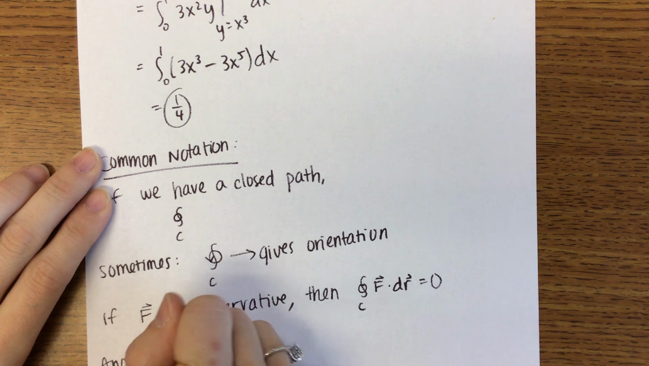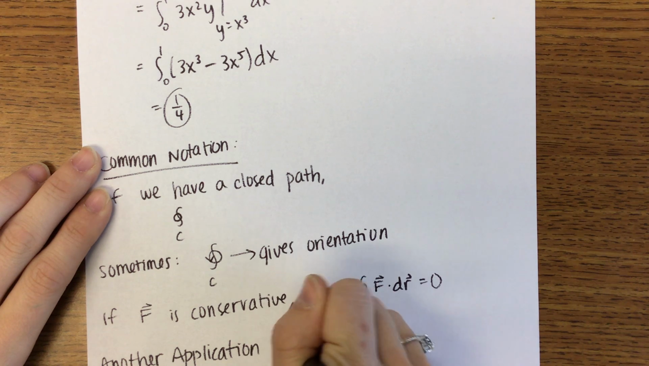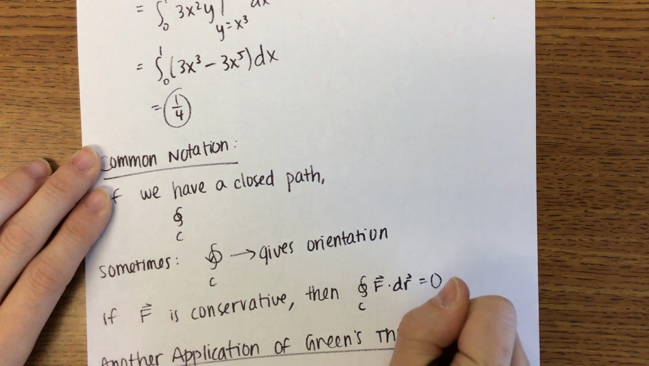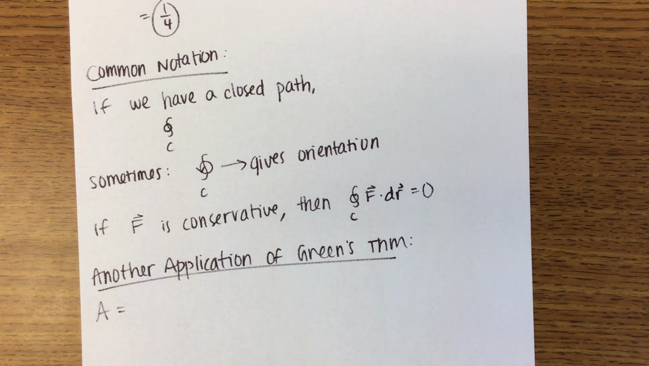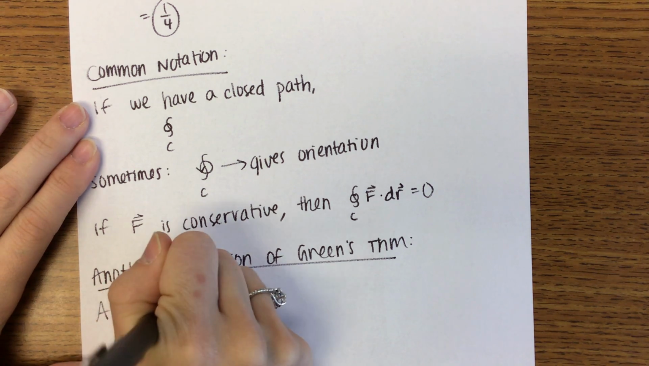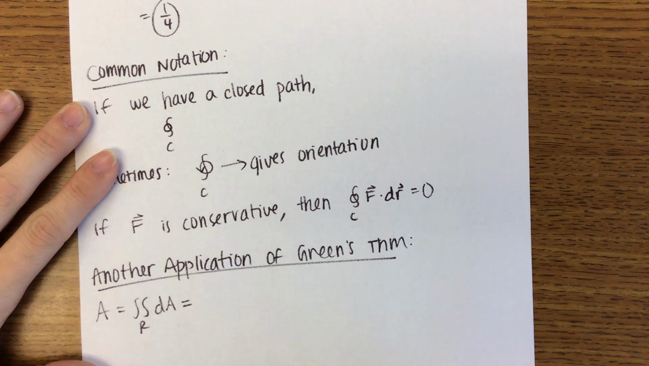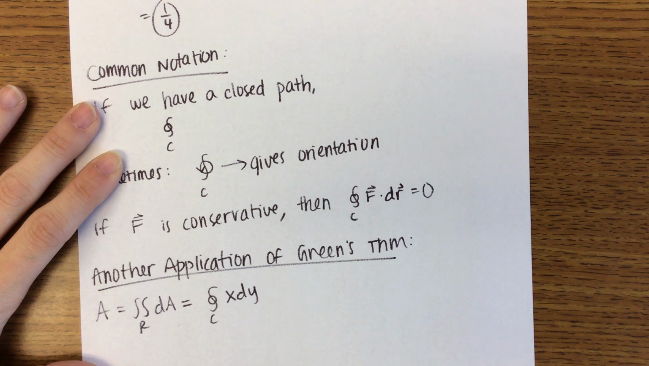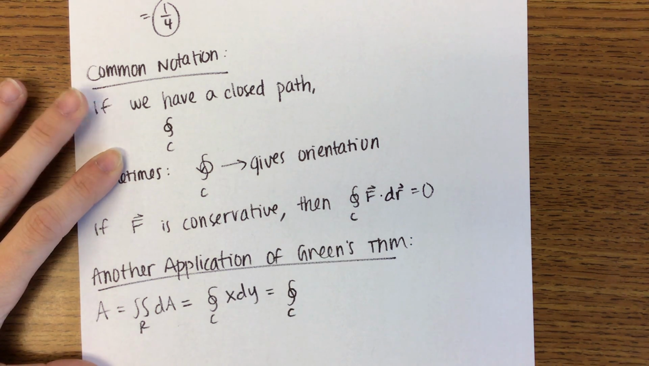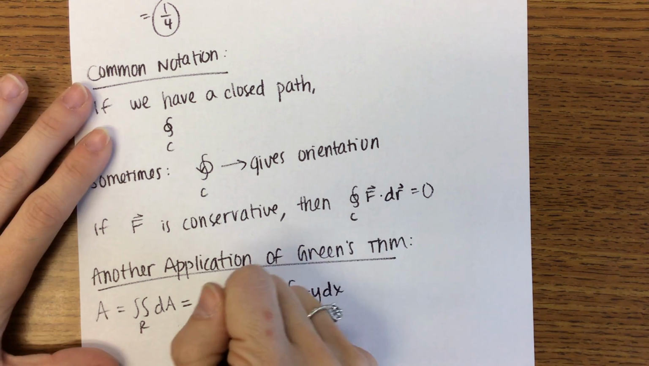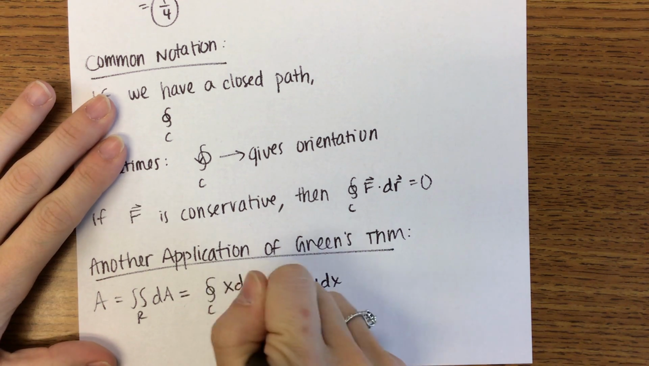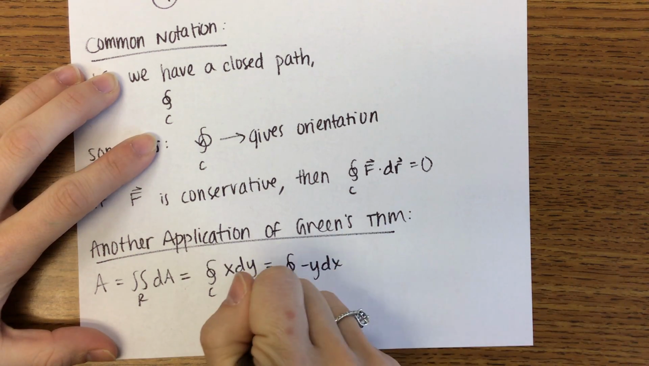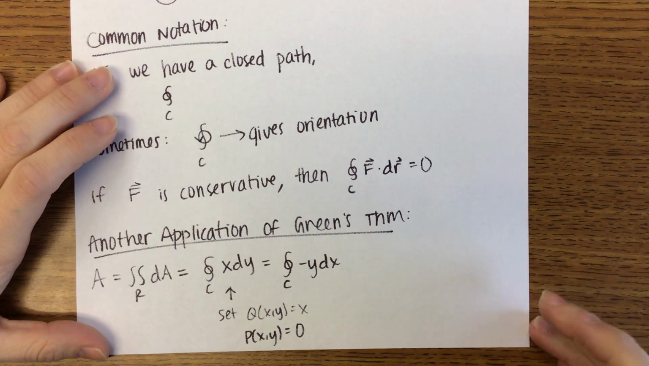There's another common application of Green's theorem that I need us to talk about. Area we've talked about as the double integral over the region R of dA. Another way to calculate area is the line integral of x dy, which is the same as the line integral of negative y dx. And you hopefully want to know why that's the case without just trusting me. This is the case where you set q of xy equal to x and p of xy equal to 0. That's how you end up with that calculation.